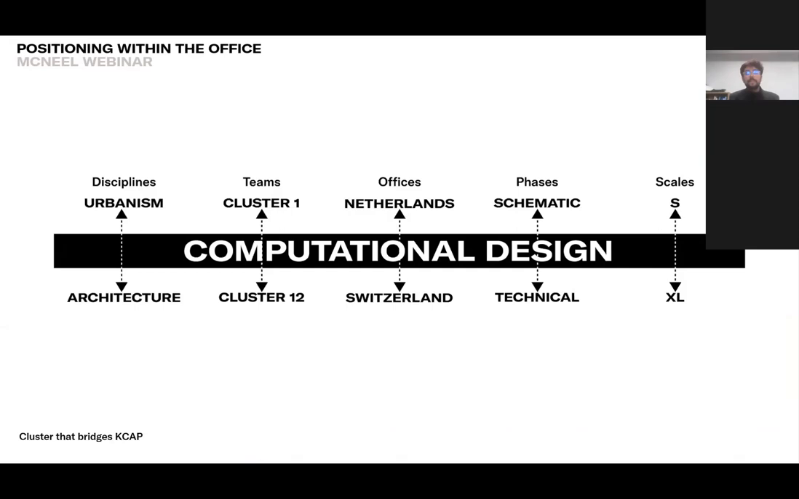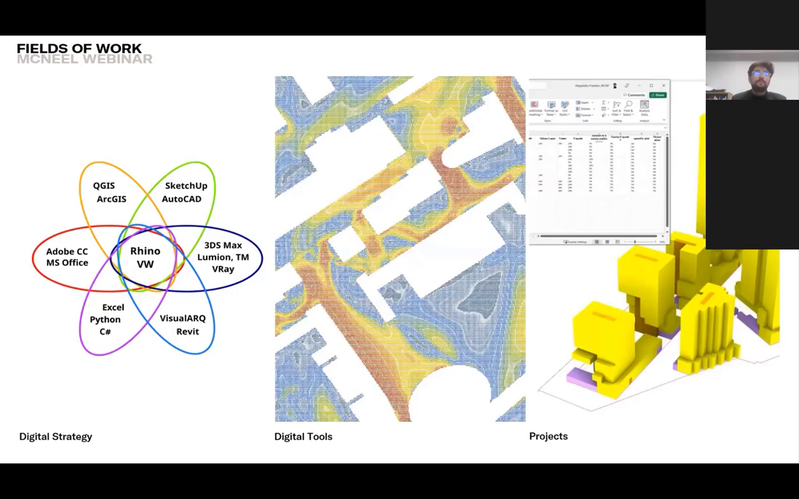So for KCAP, computational design is this department or this cluster that within the office tries to bridge disciplines, teams, offices, phases, and skills. We're kind of in the middle of everything. We're the most gossipy department in the office, and we try to have a foot in as many projects as possible. This also means that we look into using our computational design skills not just to develop digital tools or digital projects, but also to look at workflows, even electricity usage in the office, to try to make ourselves more sustainable.